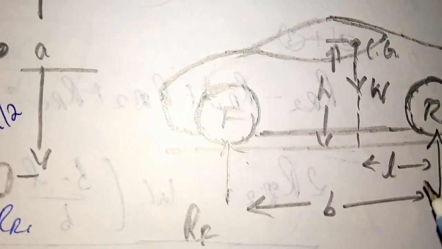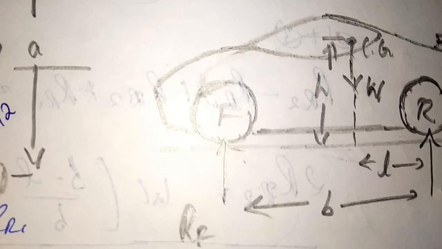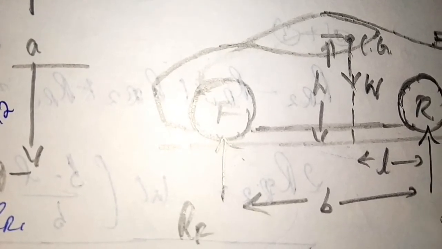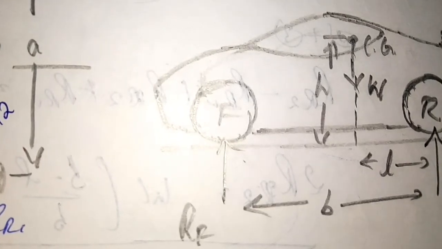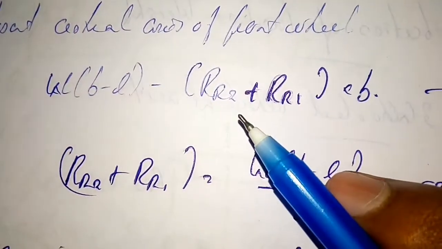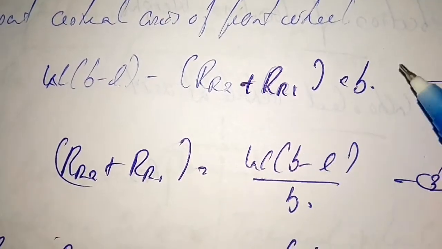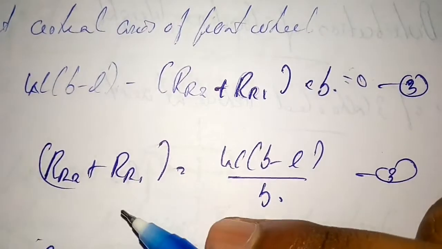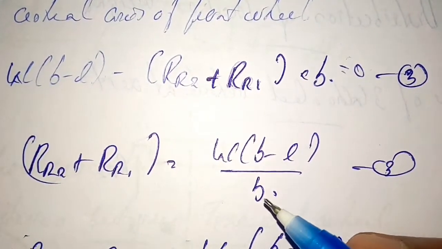And the magnitude of the moment made by the reactions at the rear wheels is (RR1 plus RR2) into B, which is the wheelbase of the vehicle. So we can write W into (B minus L) minus (RR2 plus RR1) into B. This is equal to 0 because this is in equilibrium. So we can write RR2 plus RR1 equal to W (B minus L) by B.